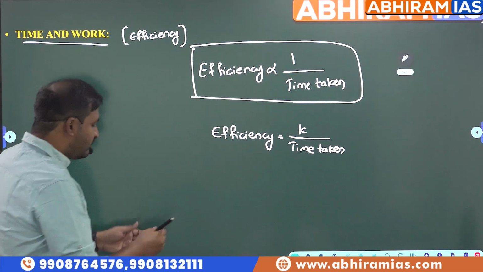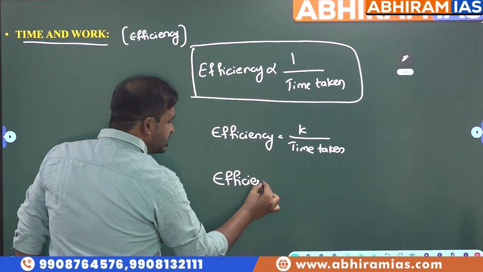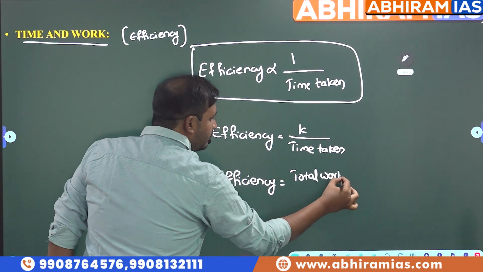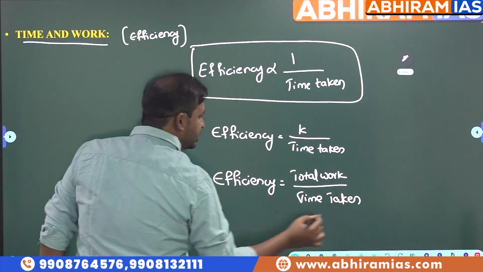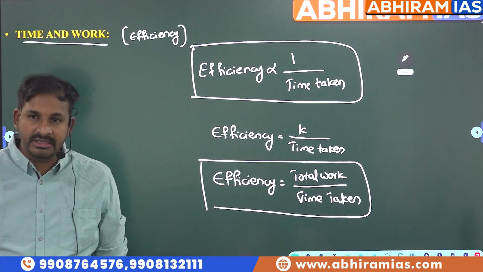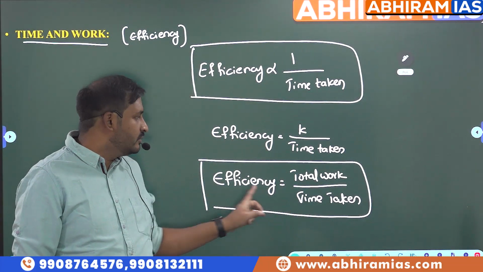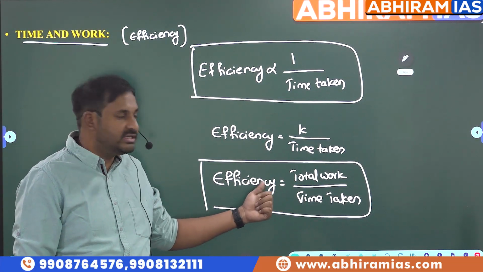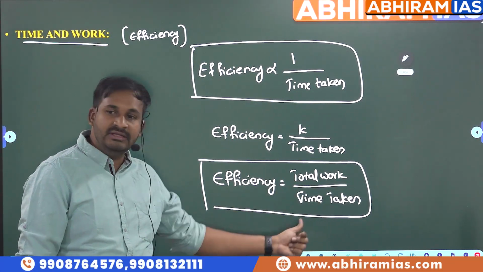So that is the reason we can write here: efficiency is equal to total work by time taken. Now if I want time taken, what will I do? Total work by efficiency. These 2 components will change, students. If I want efficiency, I will divide total work by the time taken. If I want time taken, I will divide total work by efficiency.